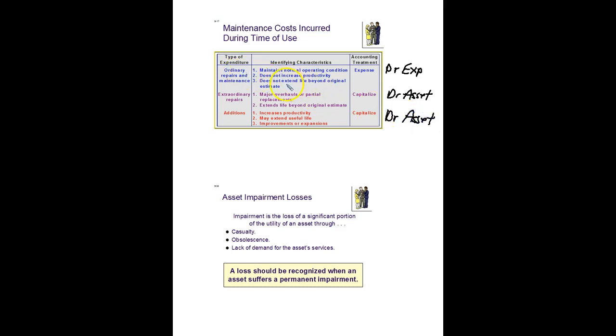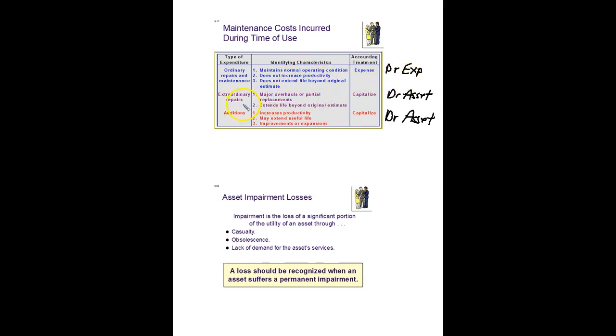So if the cost is just ordinary repairs or maintenance that does not have a long-term benefit, and again, recall the cutoff for long-term is more than a year. So if it doesn't have any long-term benefit, we expense it immediately. And most normal maintenance costs are going to be expensed.